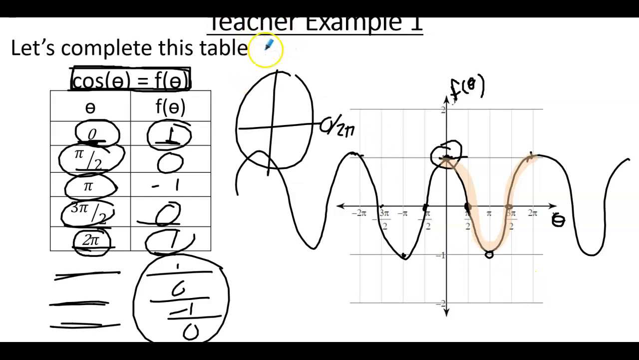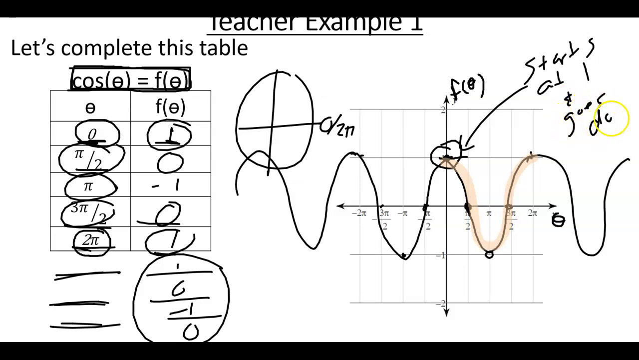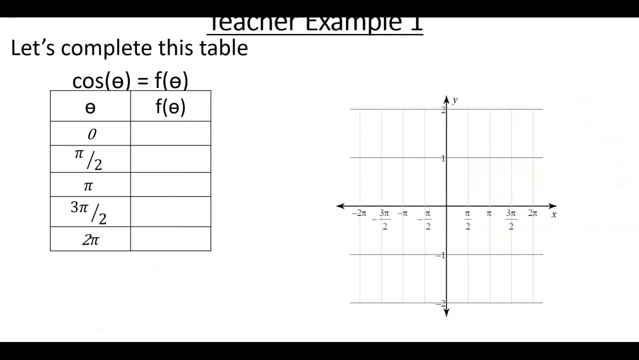And some things that I want you guys to notice about it is that it starts at 1 and goes down from there. And then it continues its pattern. So it starts at 1 and then it goes down and then it continues the pattern after that. Okay, so it's down 1, up 1, up 1, down 1, up 1, up 1, and so on. And so you just get that wave pattern as a result.